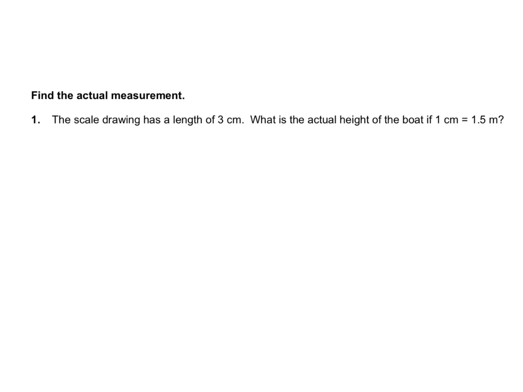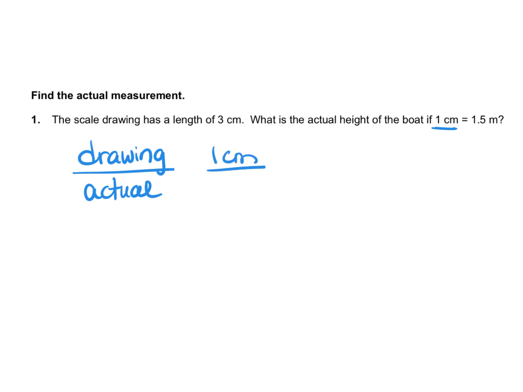Find the actual measurement. The scale drawing has a length of 3 centimeters. What is the actual height of the boat if 1 centimeter is equal to 1.5 meters? So remember we said that it's the drawing all over the actual. So in this case, the drawing would have 1 centimeter for every 1.5 meters in the actual boat. So now we want to know then if the scale drawing has a length of 3 centimeters.